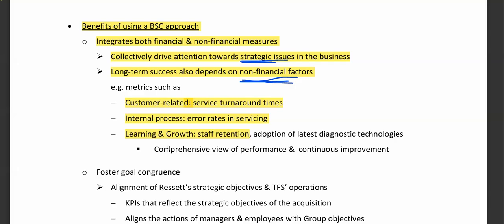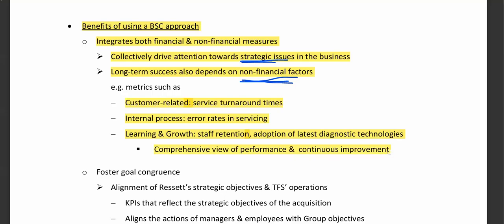And with regard to innovation, you could also look at the adoption of the latest diagnostic technologies. What are the latest software that we are using to troubleshoot issues, and what new equipment or software have we incorporated within our services? So by focusing not only on financial factors, but beyond, you will have a comprehensive view of the performance and continuous improvement of the subsidiary.